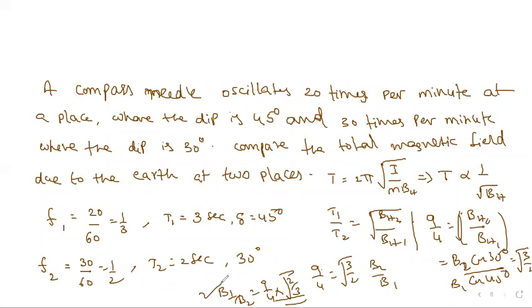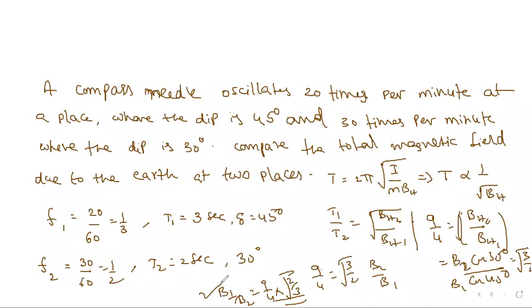See here, the compass needle was taken. It was placed at different places. At one particular place, the dip was 45 degrees, and oscillations, number of time period and frequency were given. In the second case, also the same information was given. And finally, they are asking us to calculate the ratio of magnetic field B.